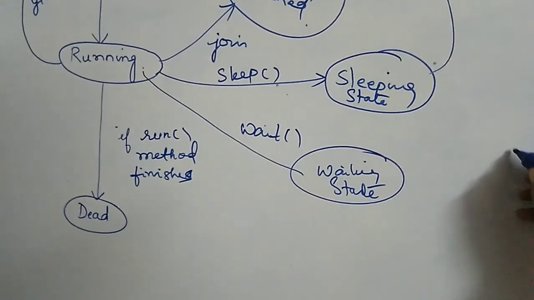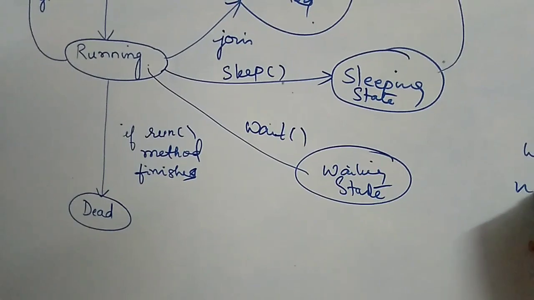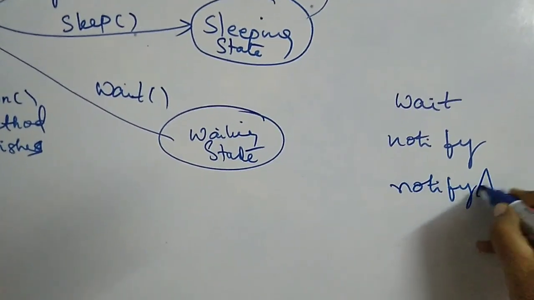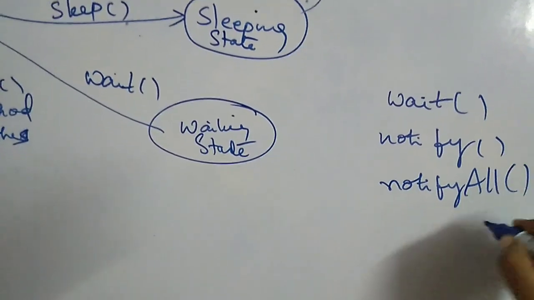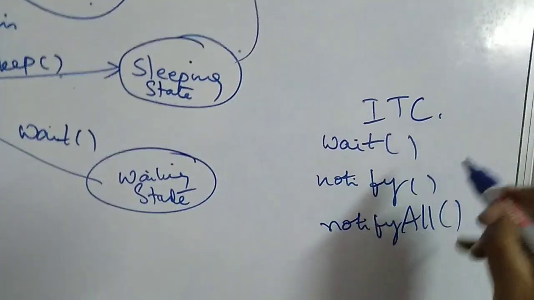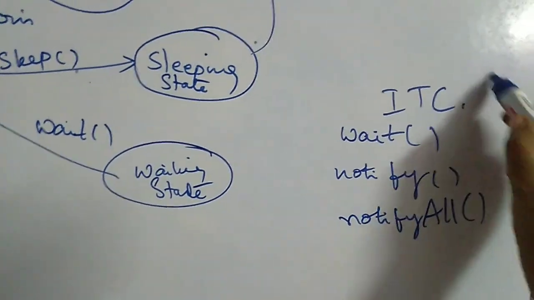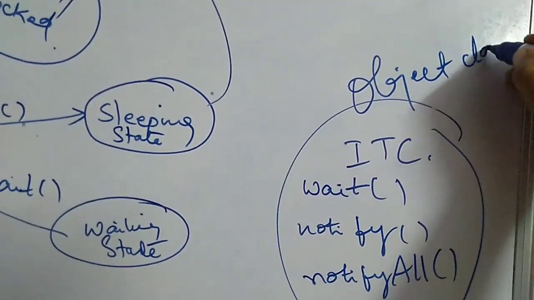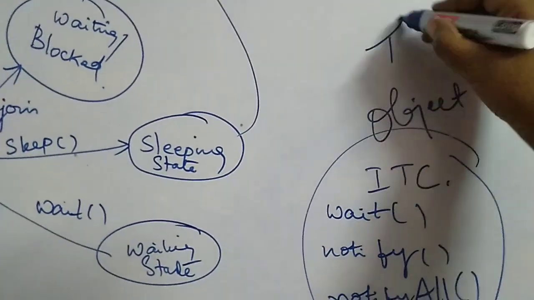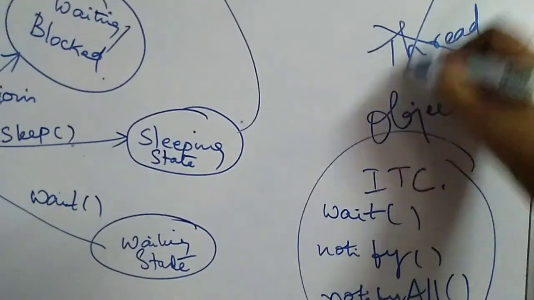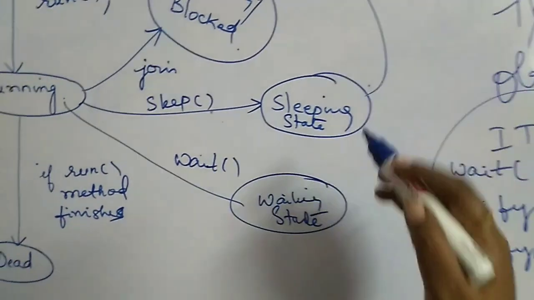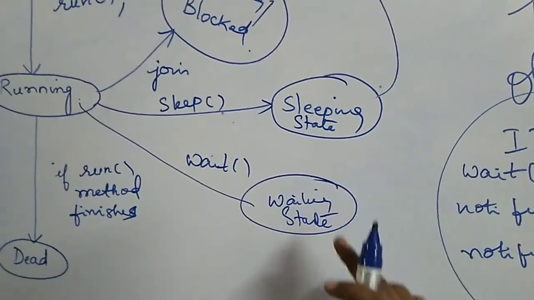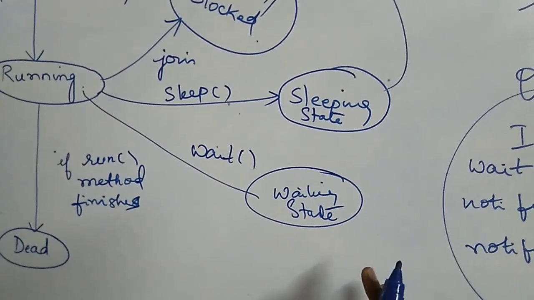Wait, notify and notifyAll: these three are the methods which are used for ITC, friends, InterThread Communication, and these three methods are from the Object class. So they are there in the Object class. Don't confuse, they are not in the Thread class. The difference between sleep and wait is that sleep will not release the lock, whereas wait releases the lock and it goes into the sleeping state.